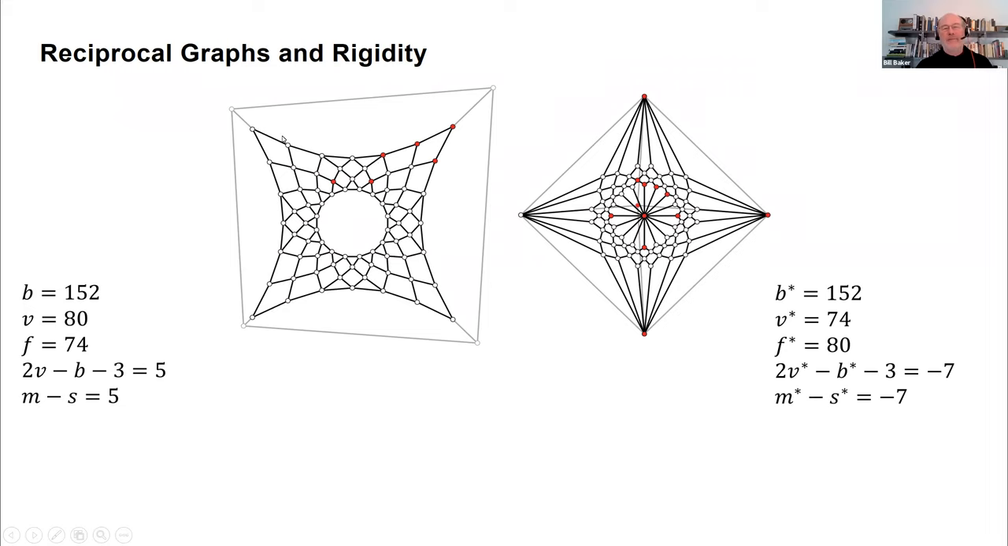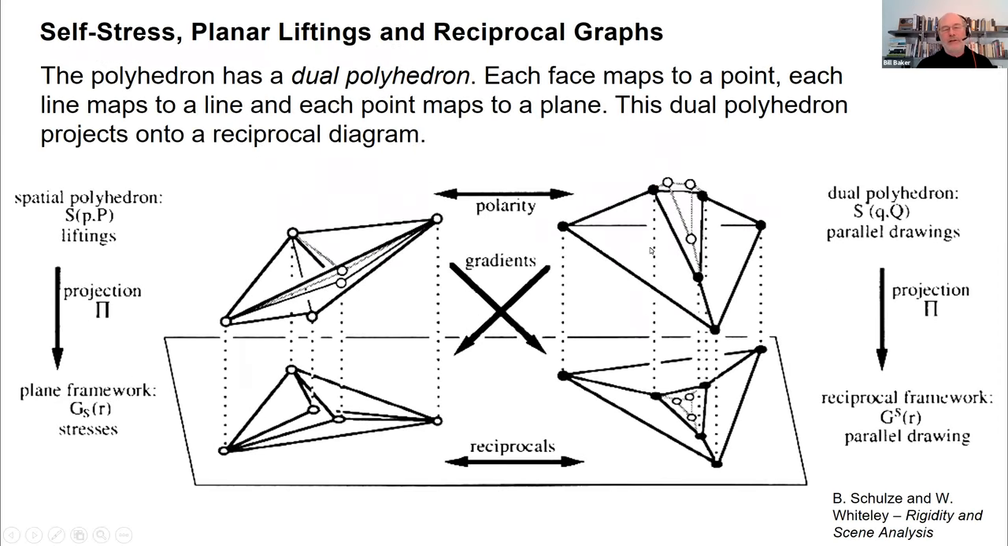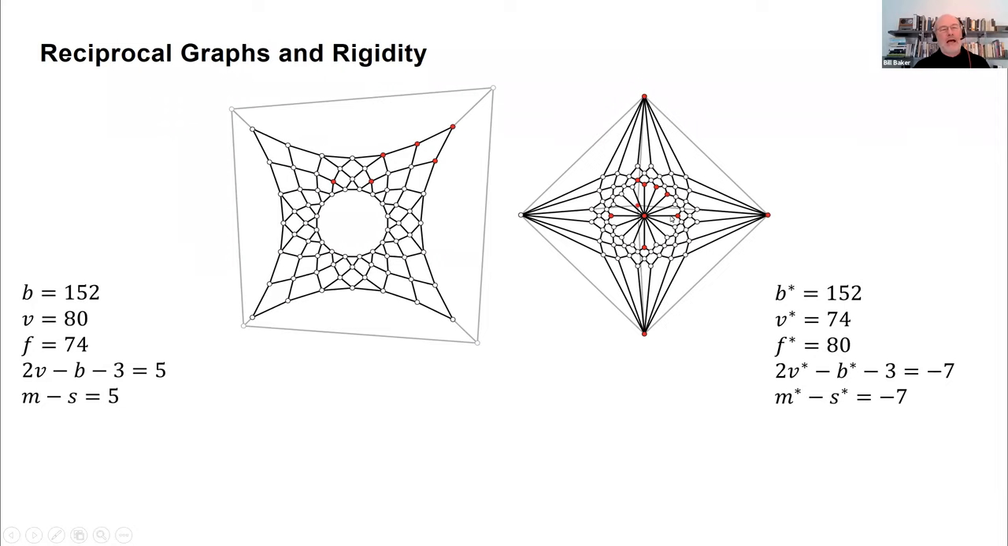Every line on the left has a parallel line on the right, and the length of the line on the right is the force of the member on the left. Let me go back to this diagram. If this system had multiple liftings for one structure, one diagram on the left, you could have multiple diagrams on the right, because every separate lifting will be a different diagram, a different set of forces in your structure. So if you have a structure that has multiple liftings, it will have multiple reciprocals that map back to the original graph.